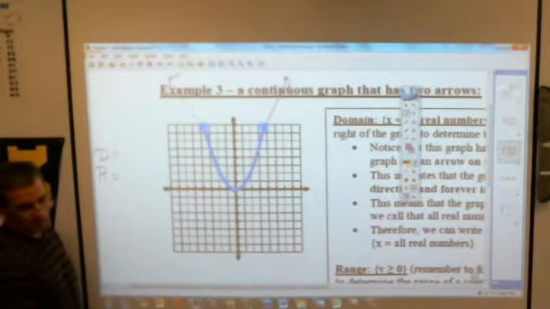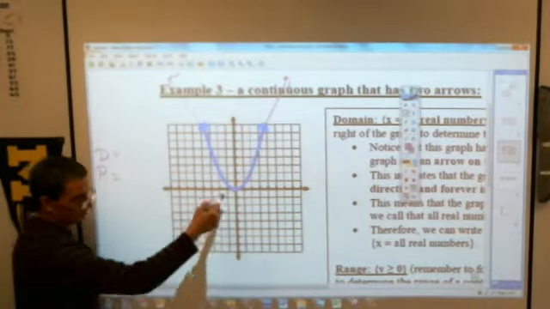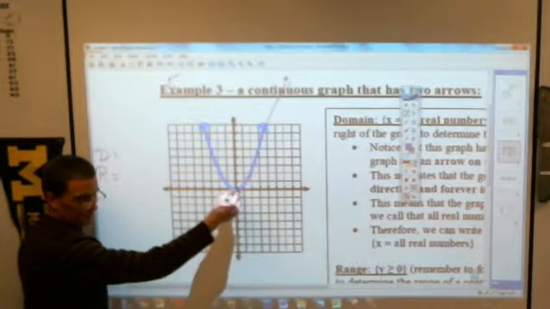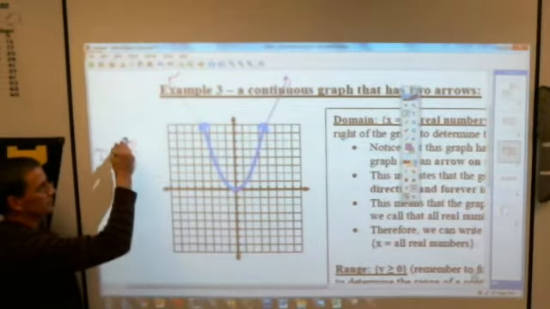Look at the first graph we did. The first graph was an example of it never starting and stopping. The domain would be 0, no, all real numbers. If the domain was 0, it just means that dot right there at 0. The domain is all real numbers.